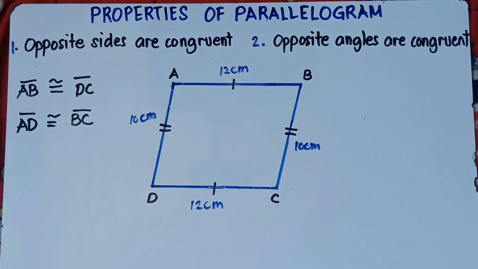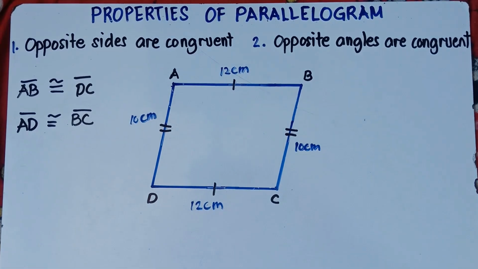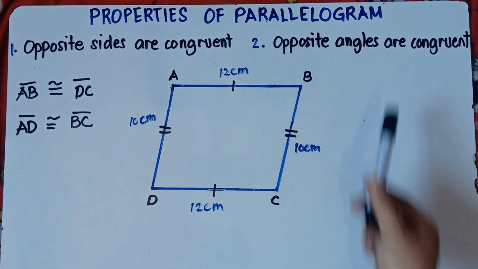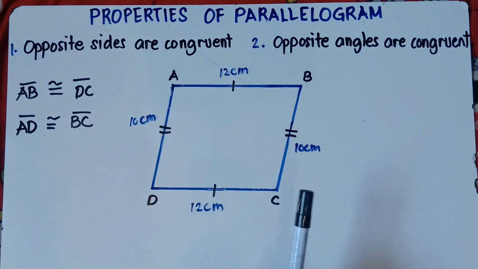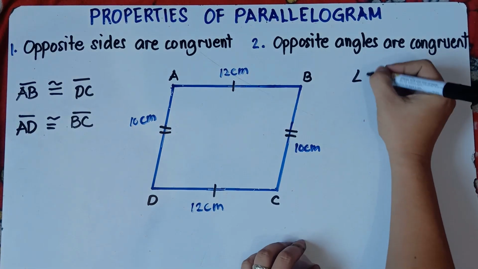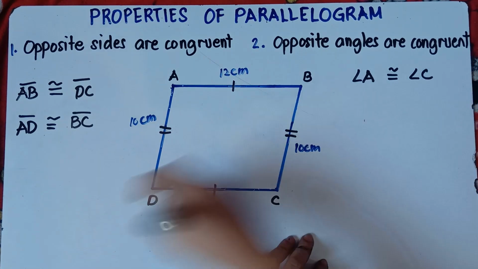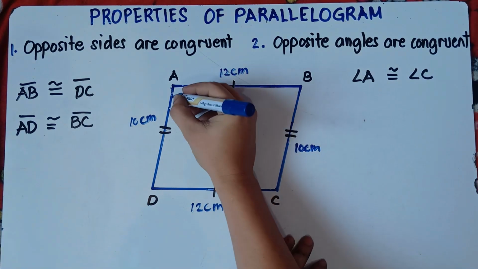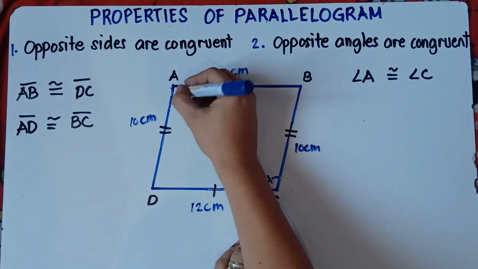Now, let's go to the second property. Opposite angles are congruent. What do you mean by that? Therefore, this angle A is congruent to angle C. Opposite angles. So, angle A is congruent to angle C. So, we can do the marking. Angle A is congruent to angle C.